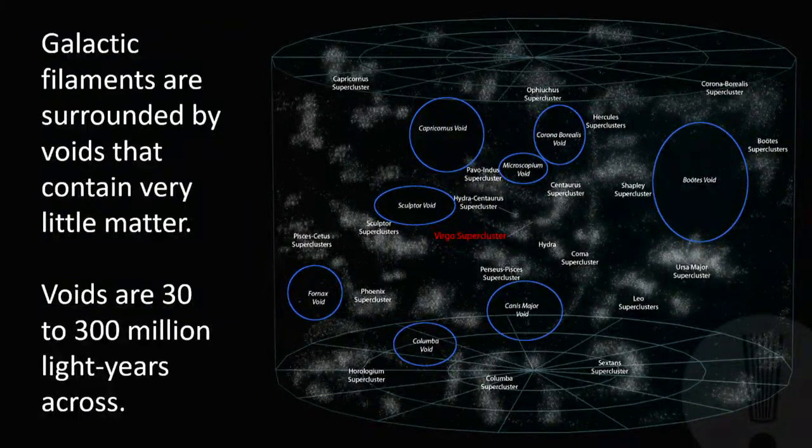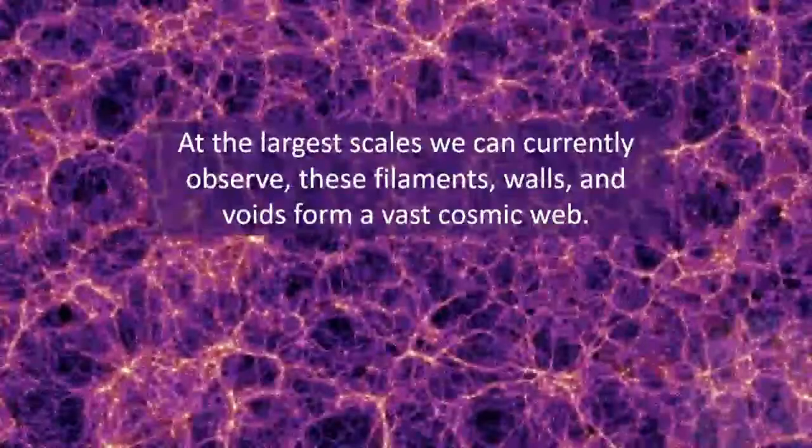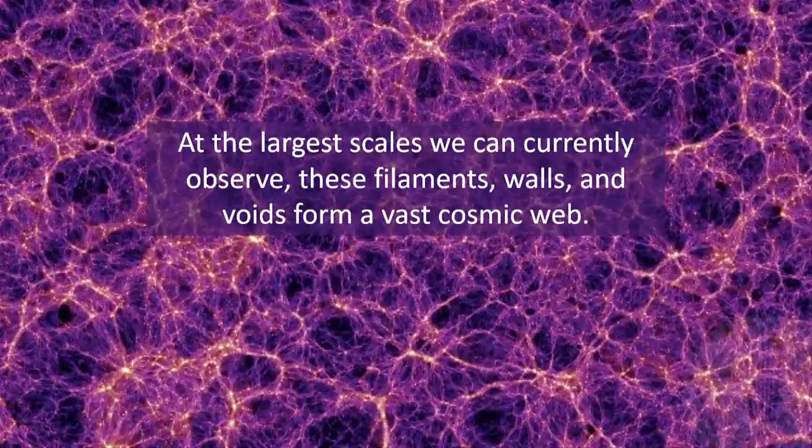Well, galactic filaments are surrounded by voids that contain very little matter. Voids are 30 to 300 million light years across. So we've labeled the ones that are around our supercluster, like the Bootes void and Capricornus void, and the Canis Major void. A lot of times they're named by which direction you're looking in the sky and what constellation is in that direction. But at the largest scales we can currently observe, these filaments, walls, and voids form this vast cosmic web.